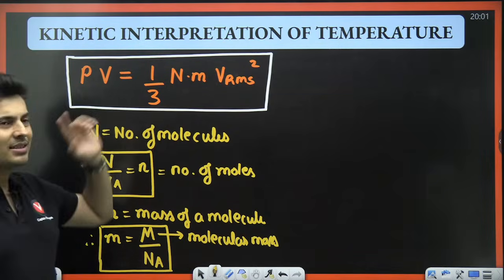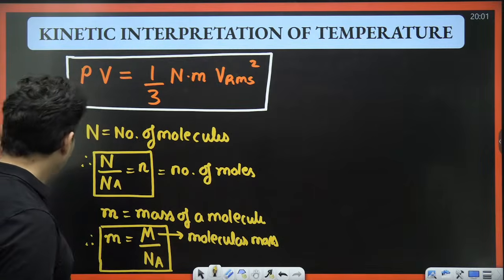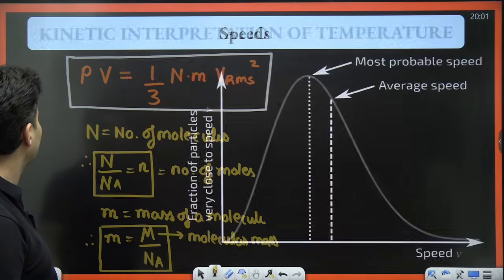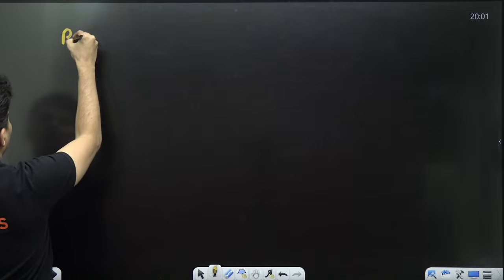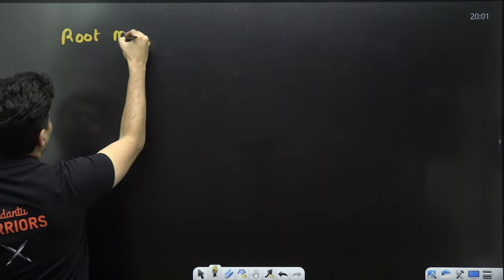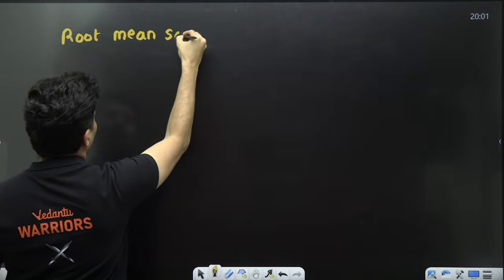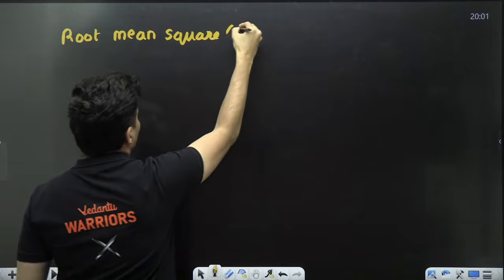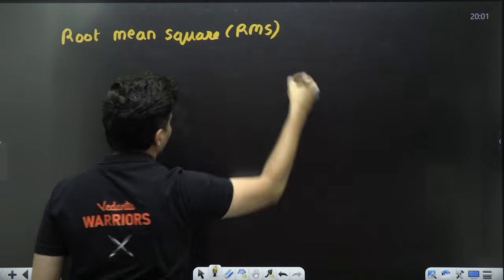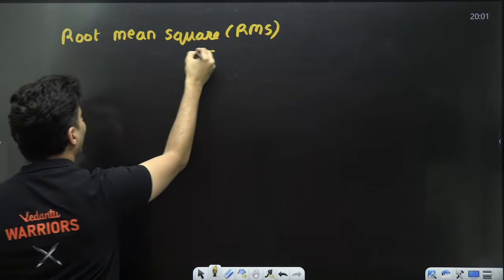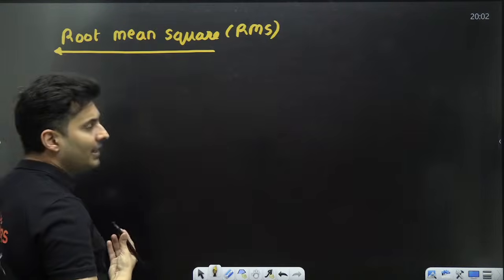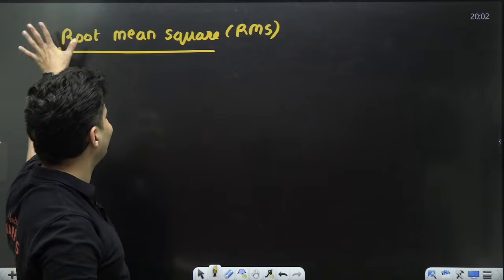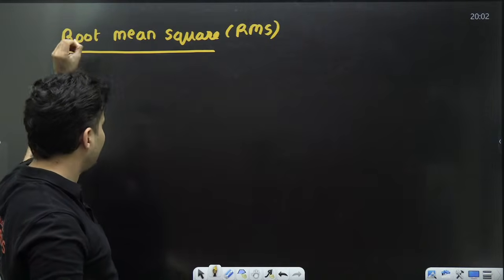Okay. Now, what is this V_RMS? Let me tell you that as well. V_RMS, root mean square, that is called RMS. When you try to find it out, go exactly opposite to the words: squaring, meaning and then rooting.